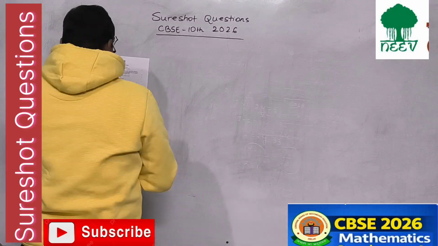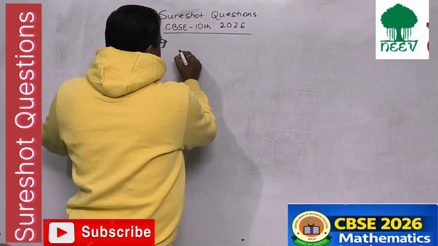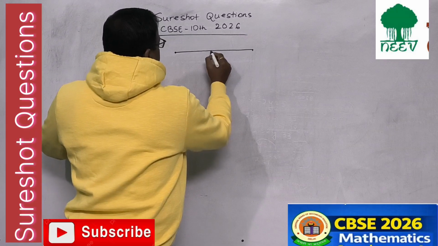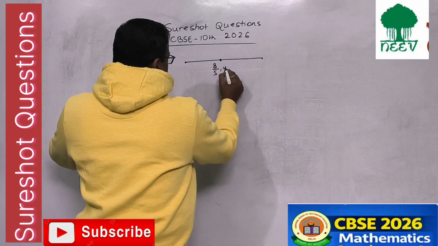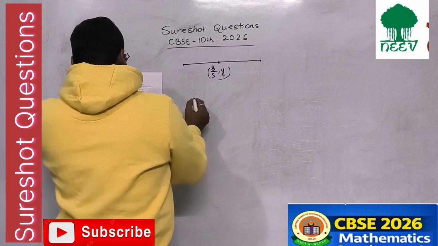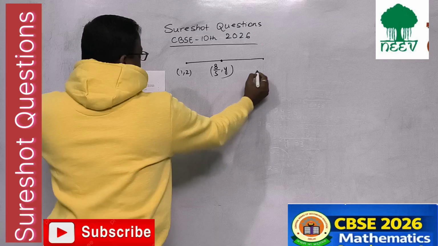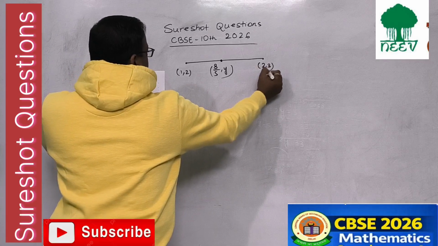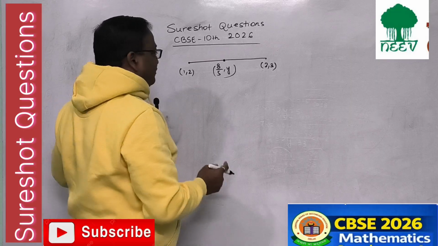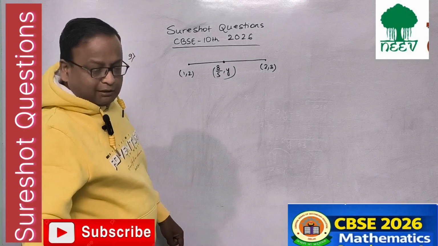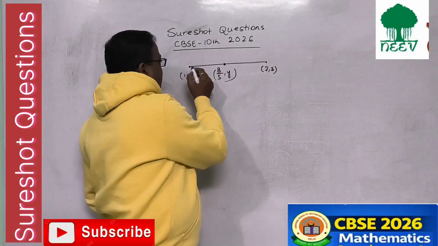Next, find the ratio in which the point given divides the line. This is your point. The coordinates are 8 by 5 and y. It divides the line segment joining the points (1, 2) and (2, 3). So first we have to find the ratio and then we have to find the value of y. This type of question is certain, so please focus on this kind of questions.